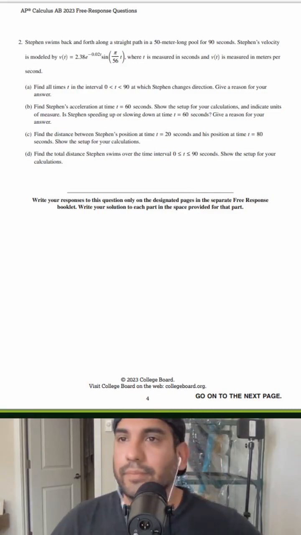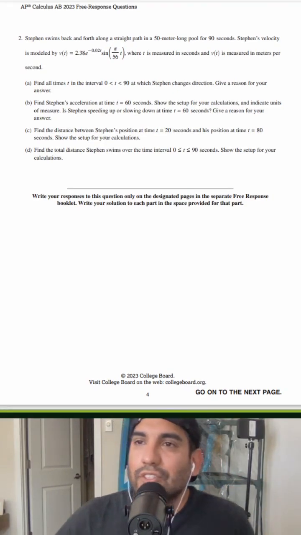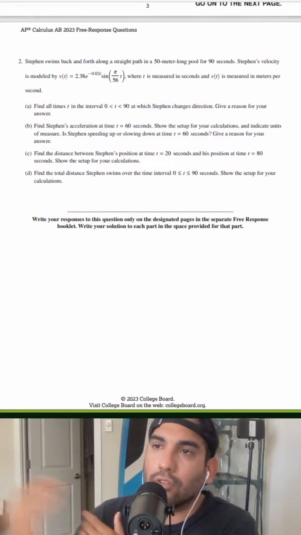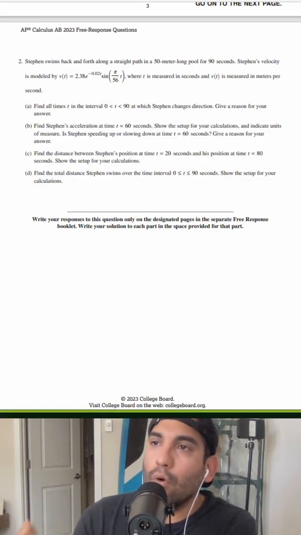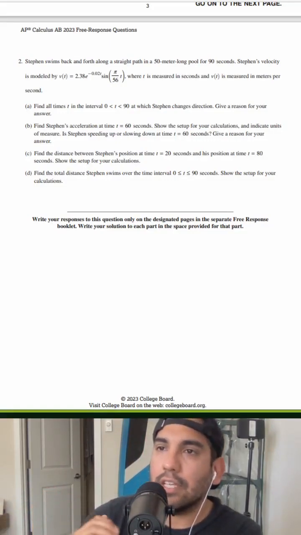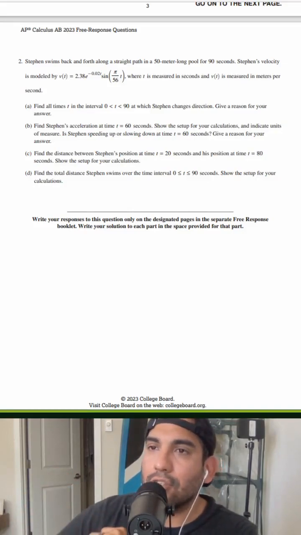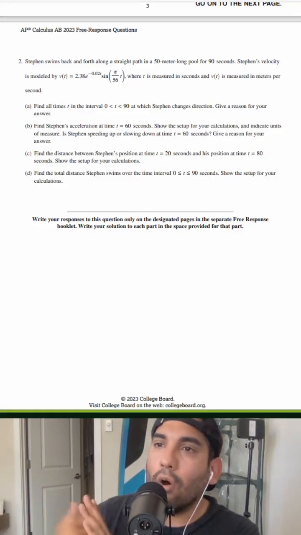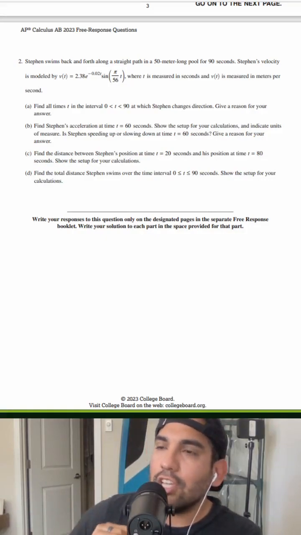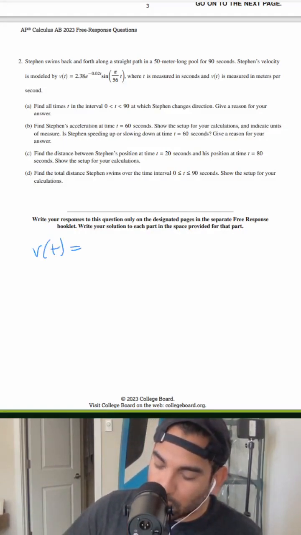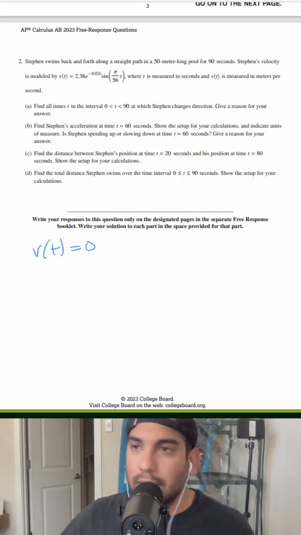All right, let's go to number 2. People talked about the swimming one. So Steven swims, let me go ahead and just lower this a little bit. Okay, so Steven swims back and forth along a straight path in a 50-meter long pool for 90 seconds, and his velocity is modeled by that function that's there. T is measured in seconds, v of t is measured in meters per second. Perfect. So find all the times at which Steven changes direction. Well, if you change direction, that means the velocity is equal to 0. So you can kind of explain that.